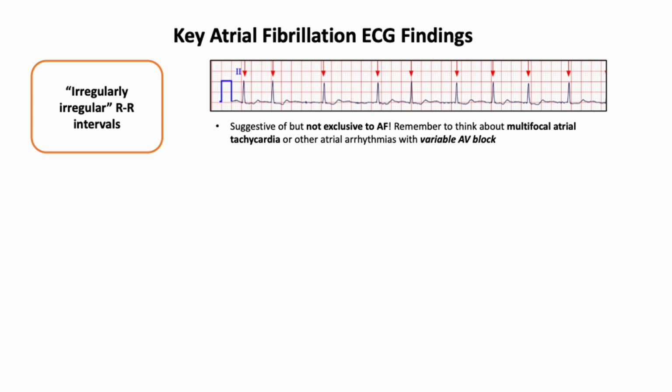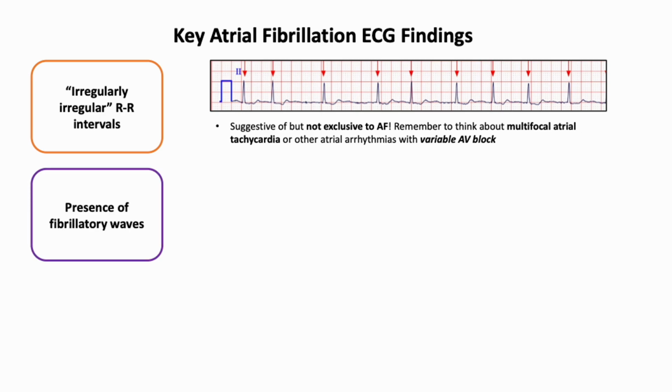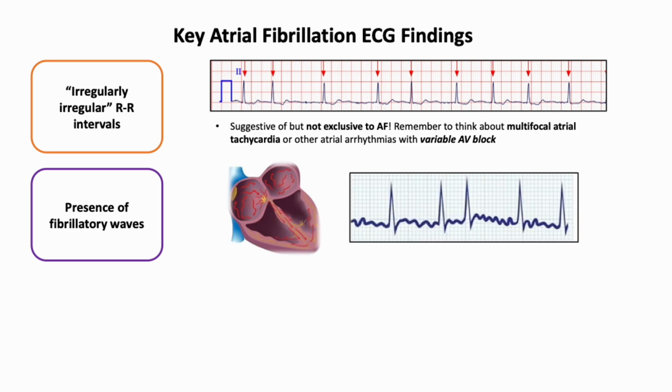bringing us to our next key finding in atrial fibrillation, which is looking for the presence of these so-called fibrillatory waves, which correlate with our physiology of multiple wandering wavelets across the atria that might lead to or form from multiple micro-reentrant circuits with disorganized electrical activity and this fibrillatory chaotic pattern on EKG.